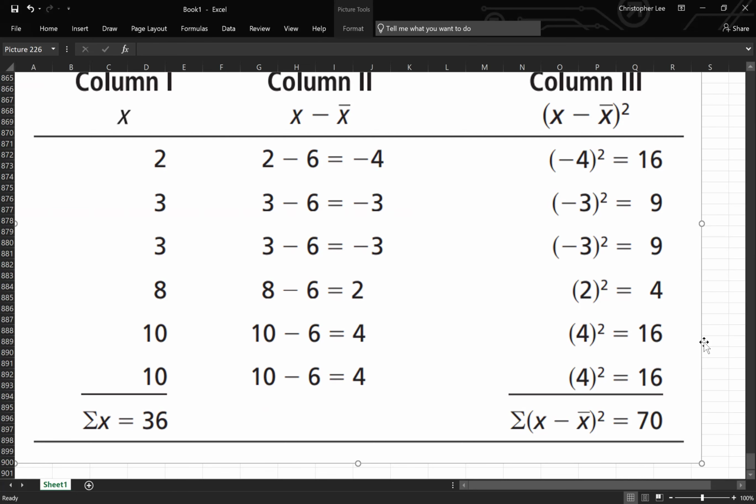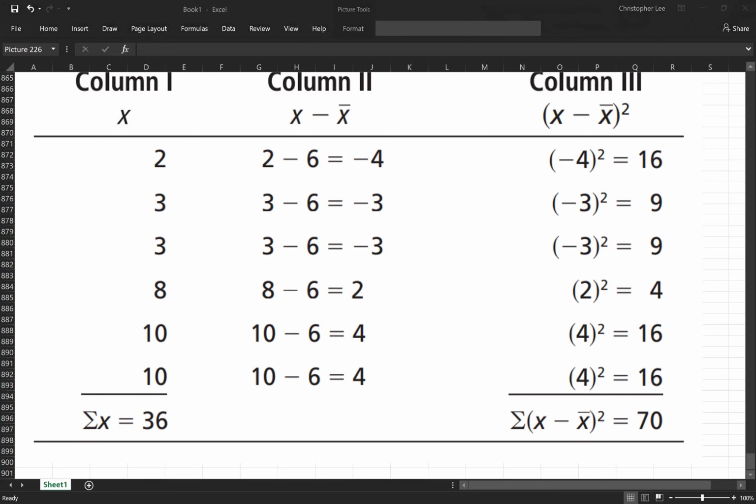Then I want to square all of those subtractions. So -4 squared, 16, -3 squared, 9, -3 squared, 9, 2 squared, 4, etc. Then I want to add all of those squares, right? So 16 plus 9 plus 9 plus 4 plus 16 plus 16, it's going to be 70, right? Once I have that number, I can go straight to the formula.